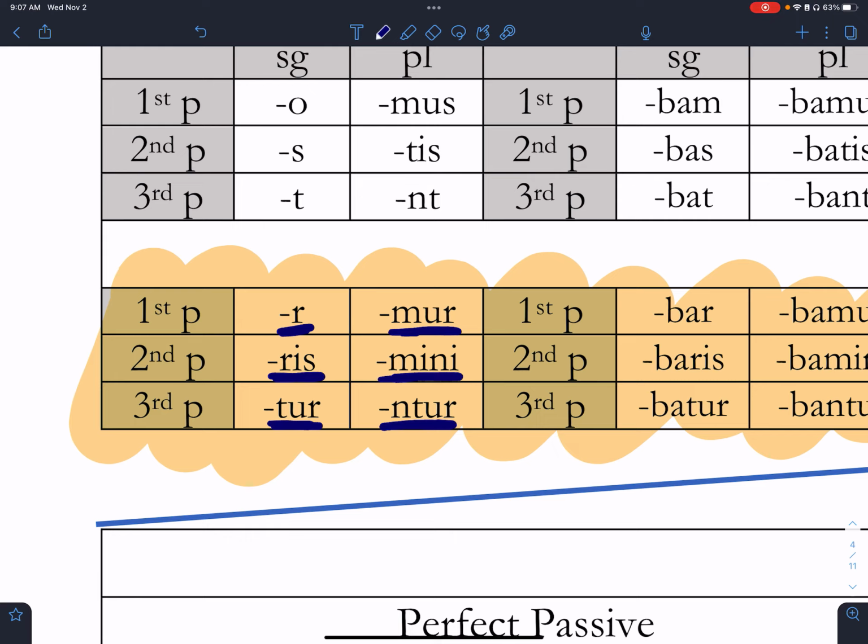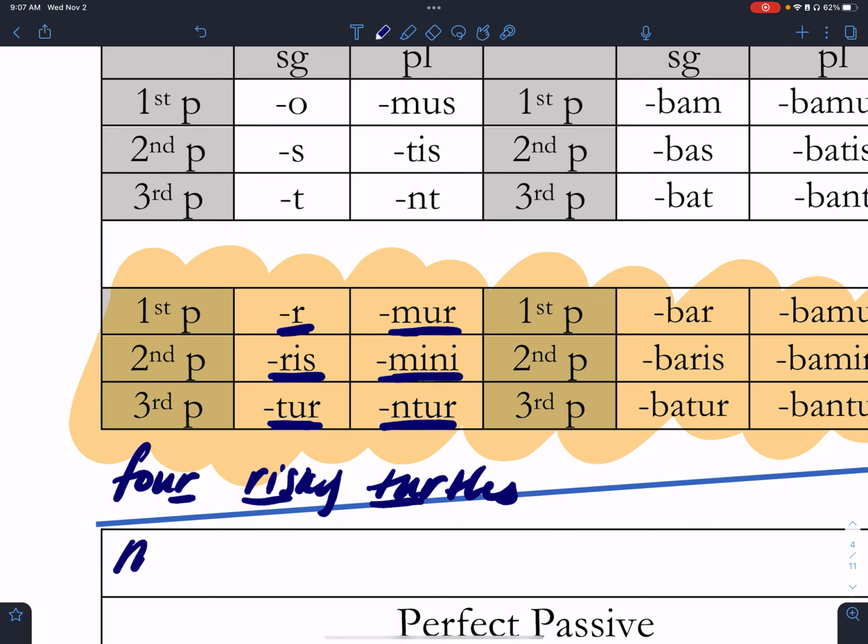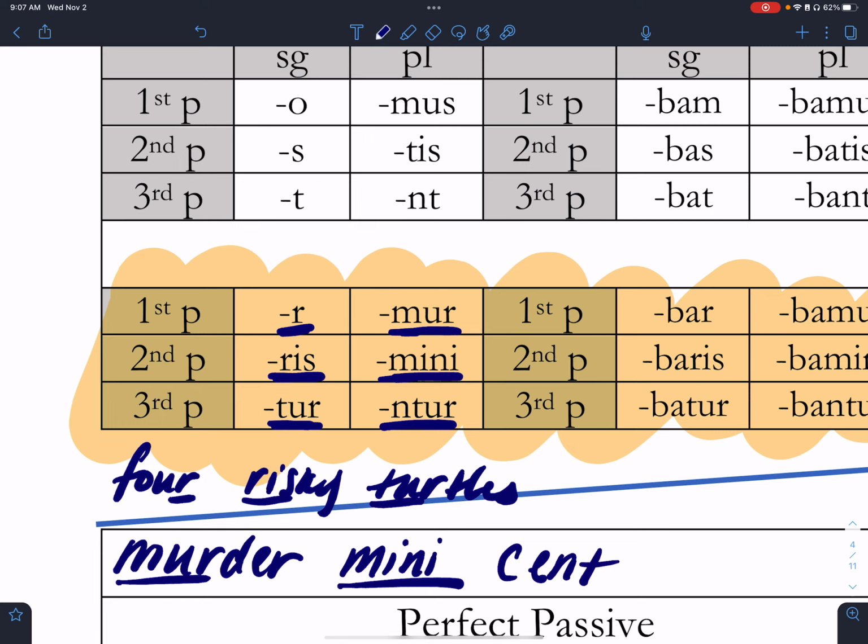Yep, for risky turtles, murder mini centurions. And that's how you remember the endings for the passive voice.